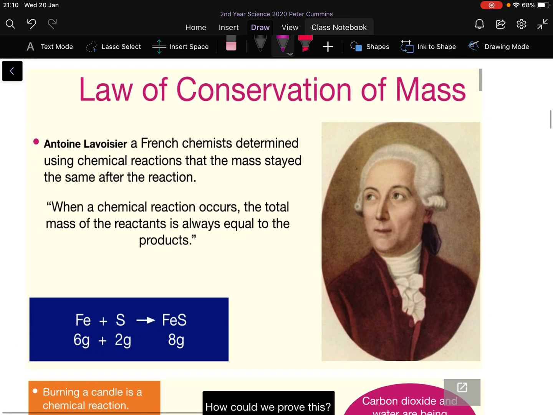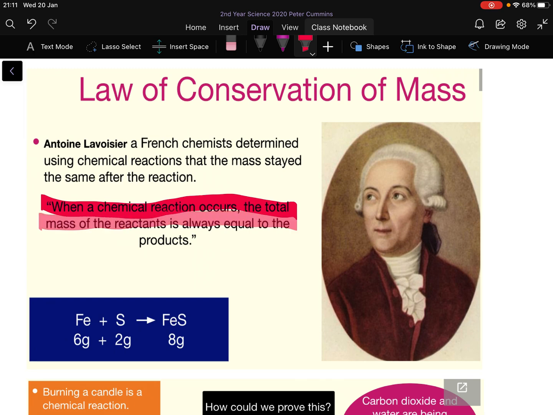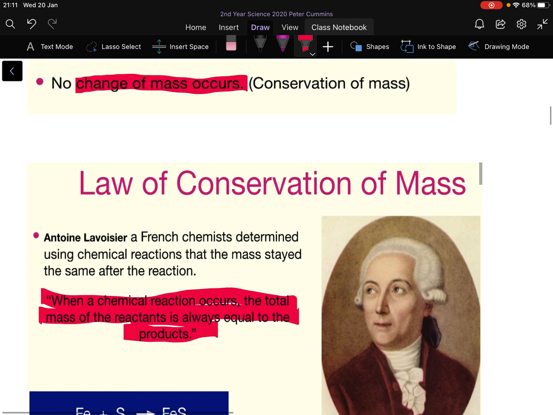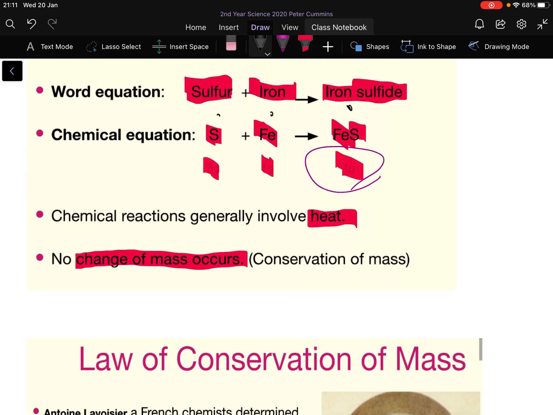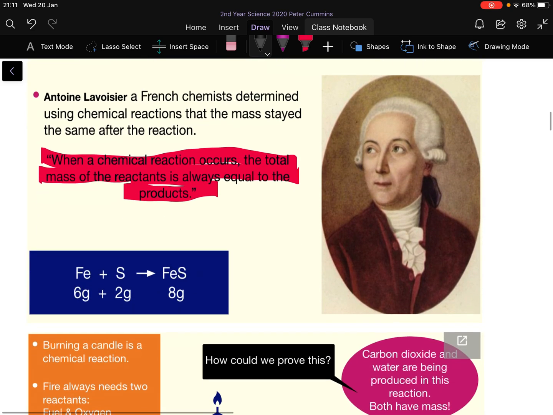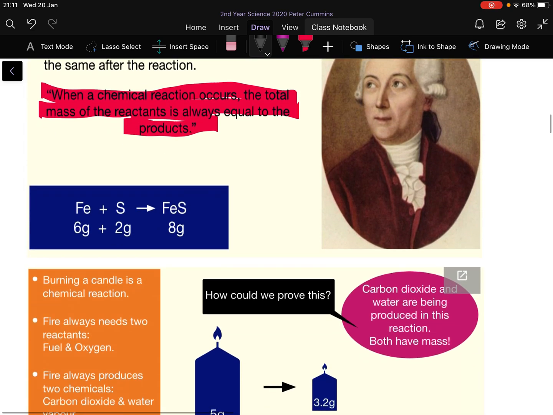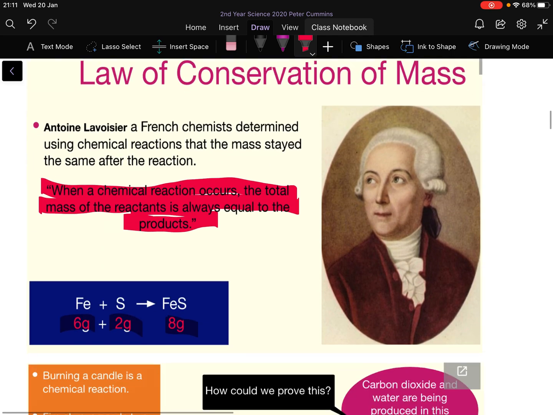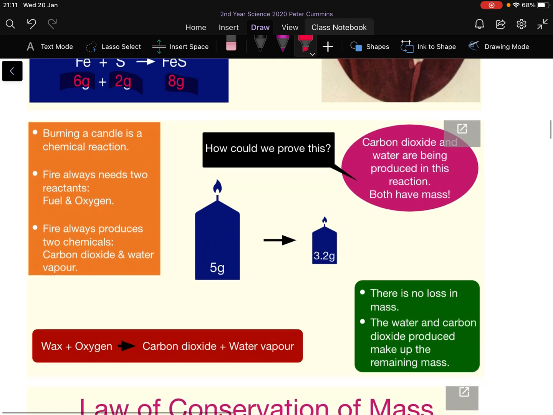And that brings us into the law of conservation of mass. This definition is important. When a chemical reaction occurs, the total mass of the reactants is always equal to the products. Basically what that means is that if we have 3 plus 1 on this side, it's going to be equal to 4 on the other side. It doesn't go off into the air or anything like that. You always have the same amount on both sides. If we had 6 grams of iron and 2 grams of sulfur, you always end up with 8 grams, and that is the law of conservation of mass.